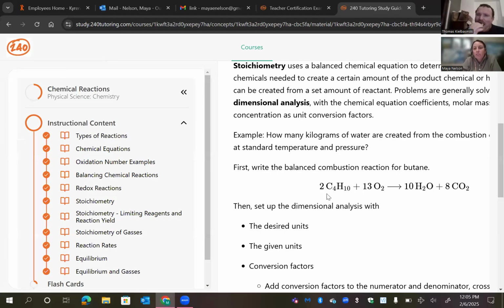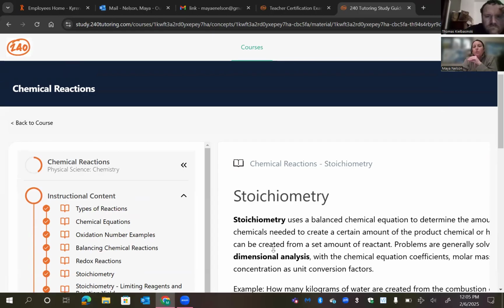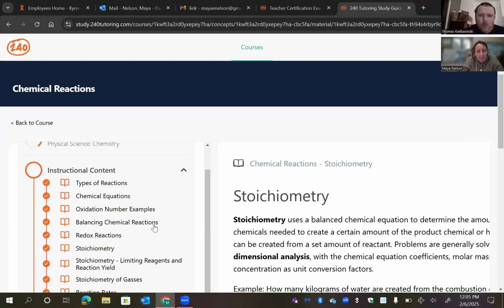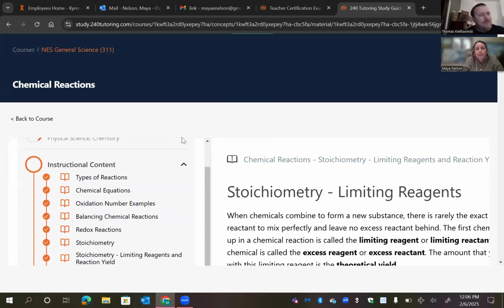I know what stoichiometry is. I know about balancing. Isn't stoichiometry using a balanced chemical reaction to determine, wait. So stoichiometry, I guess, isn't the act of balancing. I thought it was. No. It uses a balanced chemical equation to determine the amount of reacting chemicals needed to create a certain amount of product. Okay. So stoichiometry, limiting reactants and reaction yield. I don't know.